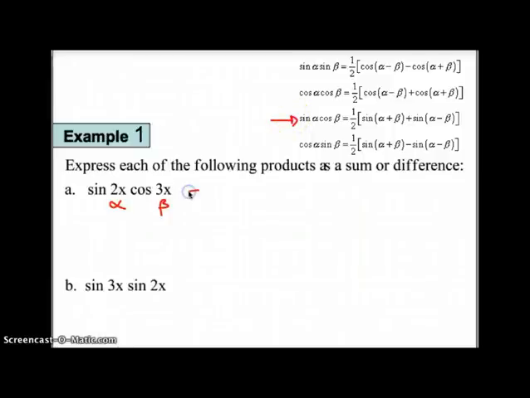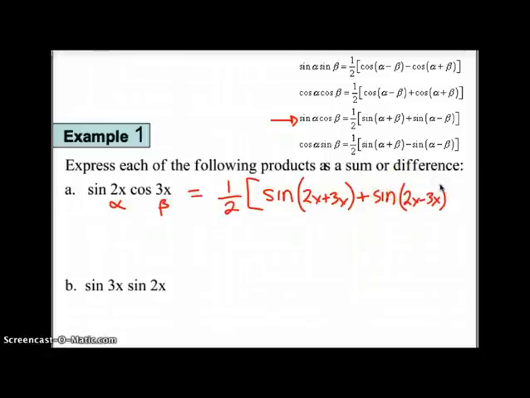So I'm going to take this and it's going to be equal to 1/2 of the sine of the sum of alpha and beta, so 2x plus 3x, plus, looks like I'm going to do the difference, so alpha minus beta, 2x minus 3x, all in that big bracket. So I can simplify this out just a little bit. 1/2 of the sine of 5x plus the sine of negative x. And that's all you do. That's how far you take it. It's as simple as that.